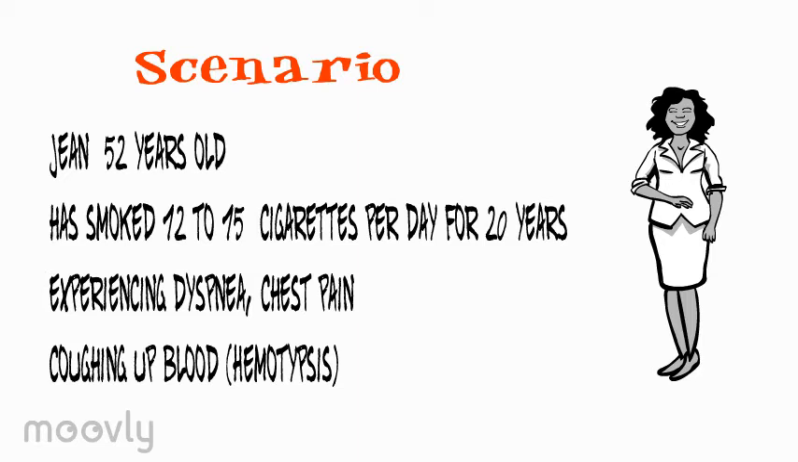Scenario: Jean is 52 years old. She has smoked 12 to 15 cigarettes per day for 20 years. Now she refers dyspnea, chest pain, and coughing up blood. Let's figure out what's going on with Jean.